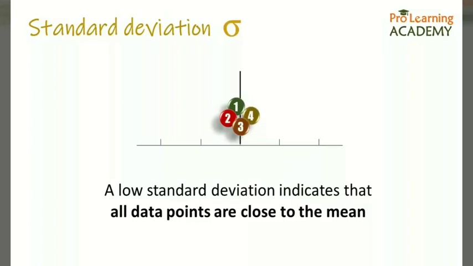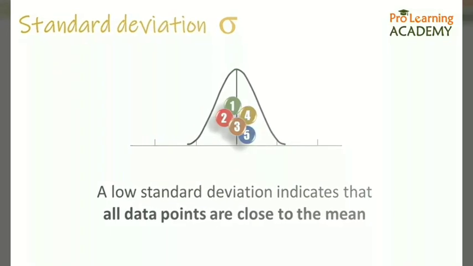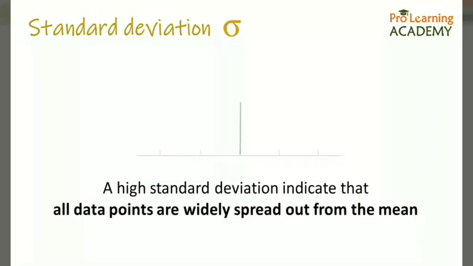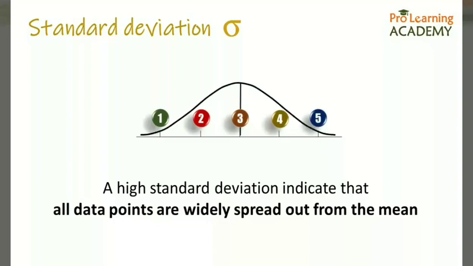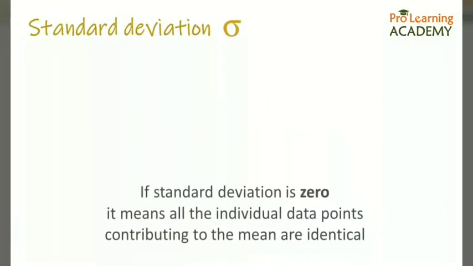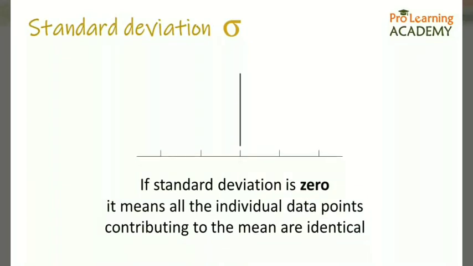Now, a low standard deviation indicates that all data points are close to the mean, whereas a high standard deviation indicates that all data points are widely spread out. If standard deviation is 0, it means all the individual data points contributing to the mean are identical.